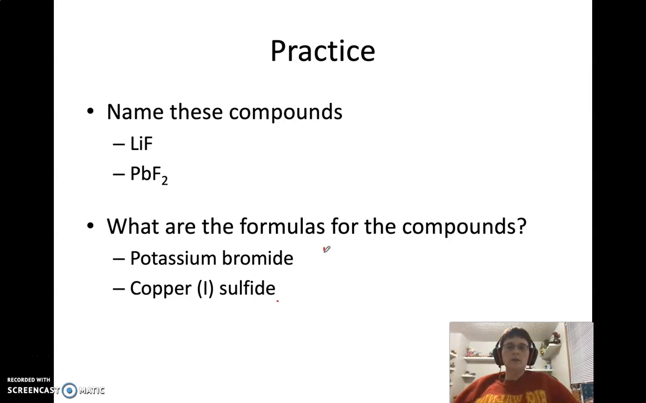So this one would be potassium and bromine. This one has a +1, this one is a -1, so we don't have to do anything to change it. It would just be KBr. Okay, so go ahead and give copper 1 sulfide a try. I will make sure that the answers for these are in the notes section of the PowerPoint.